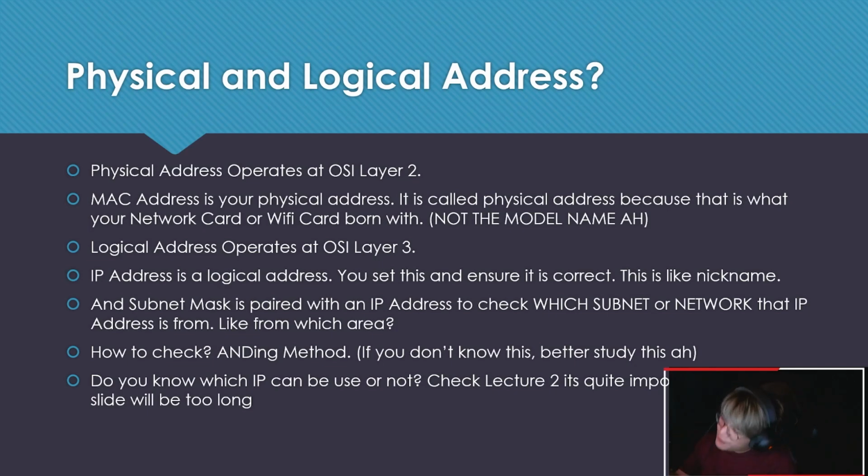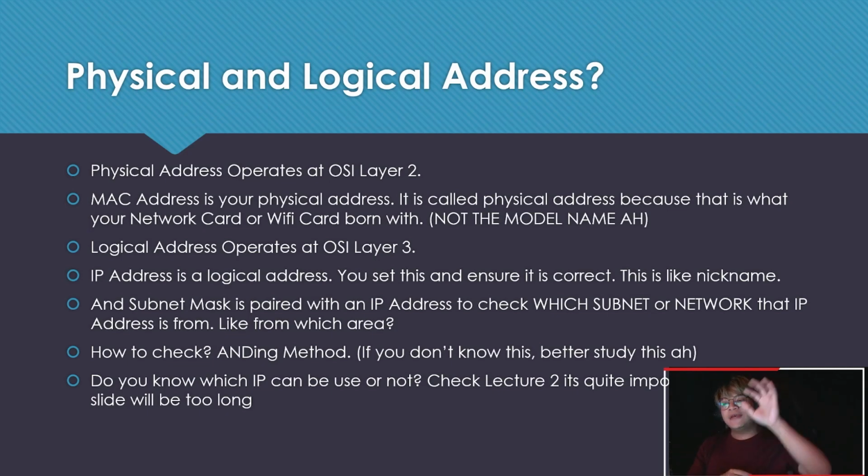A logical address operates at OSI layer 3, the network layer. An IP address is a logical address. You set this and ensure it is correct, whatever subnet you want to use. It is like a nickname for the MAC address. So you have a MAC address and then the IP address pointing to that MAC address. And the subnet mask is paired with an IP address to check which subnet or network that IP address is from, like which area, which houses, which country.